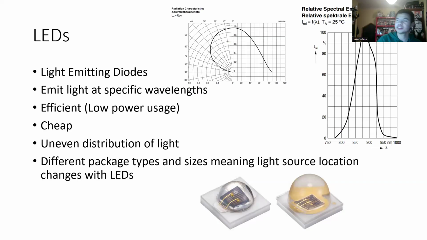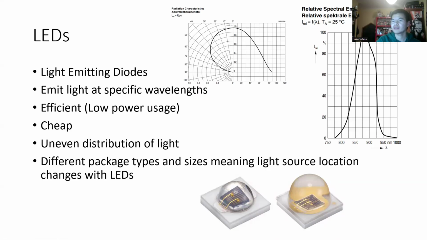The other advantages of LEDs are, as I said earlier, they're efficient because they use low amounts of power compared to like your incandescent light bulbs, and they are cheap to manufacture. As I said earlier, they distribute light unevenly. You can see that in the center graph at the top. You have two grids. They're both actually the same thing. It's intensity with angle.